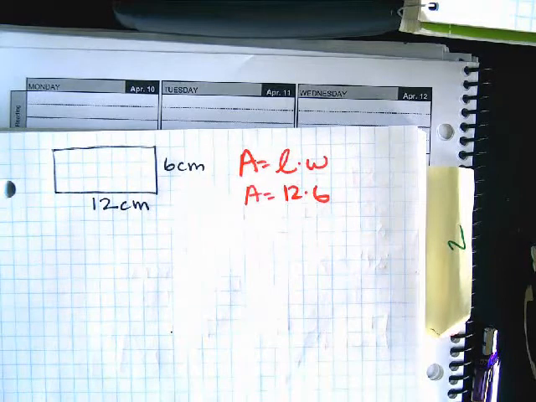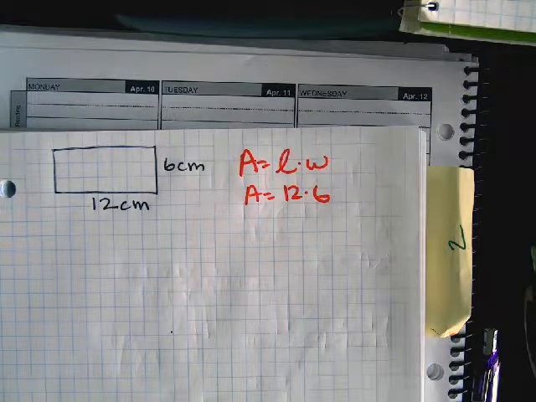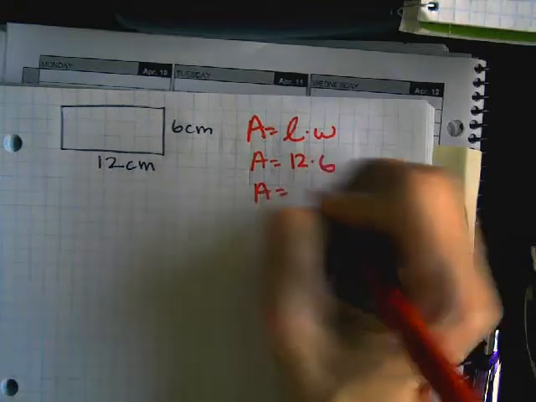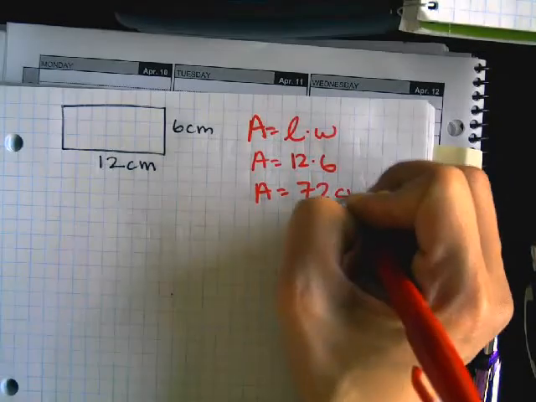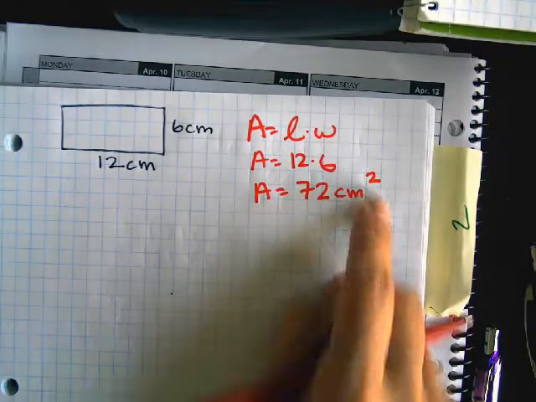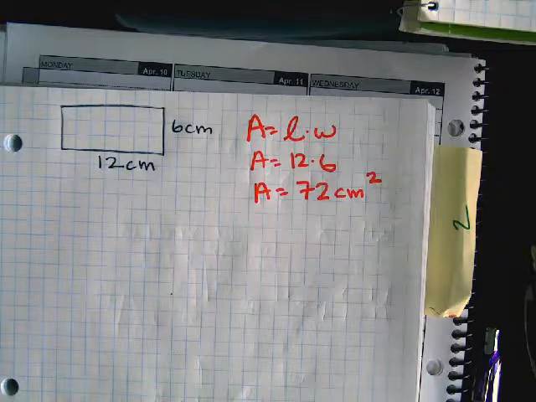What's 12 times 6? 72? So your area is equal to 72 centimeters squared. When you're talking about area, you will use the squared. Okay? How many numbers did you multiply? 2, so centimeters squared. Okay?